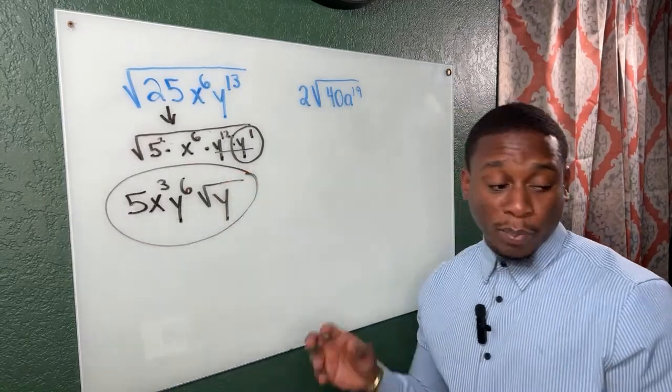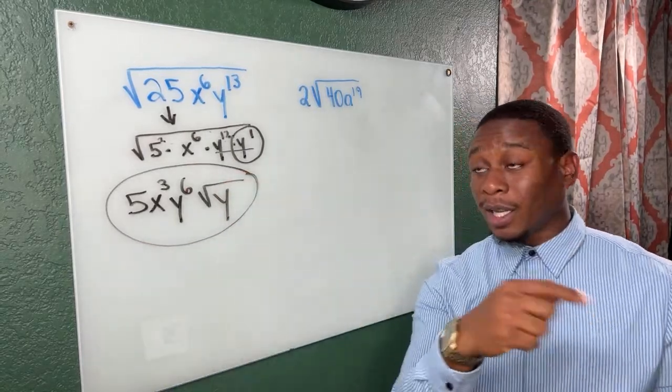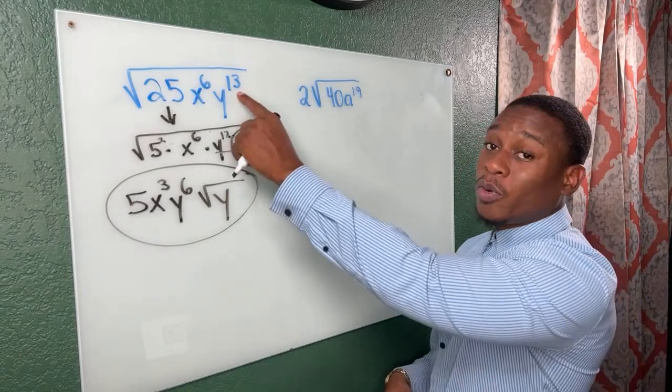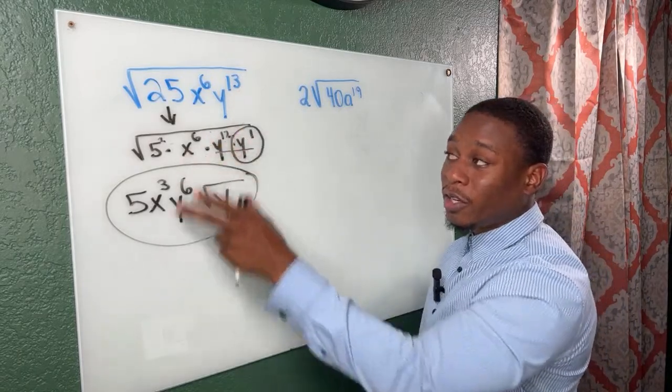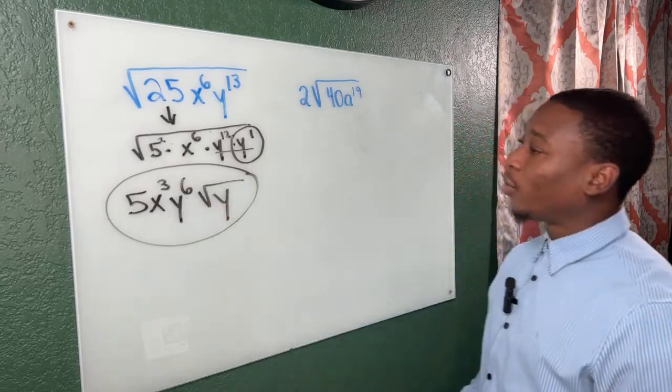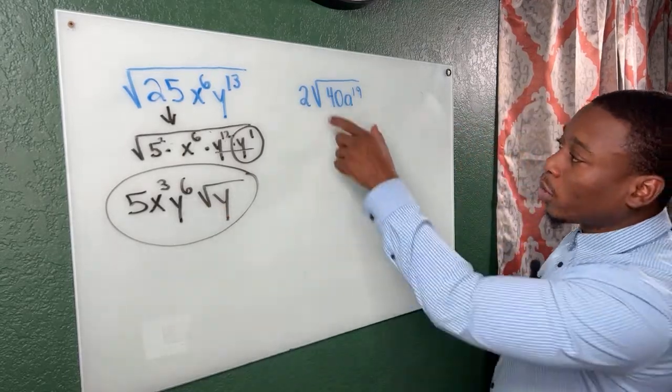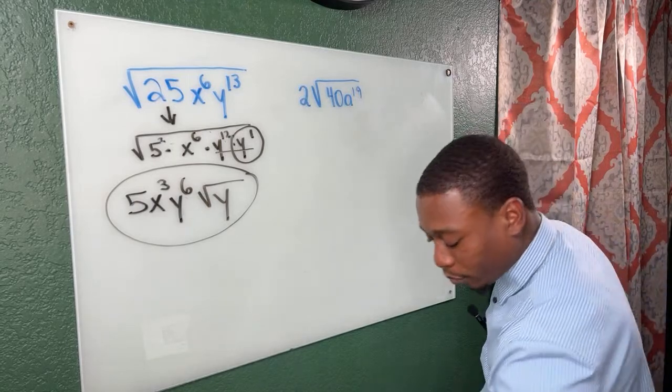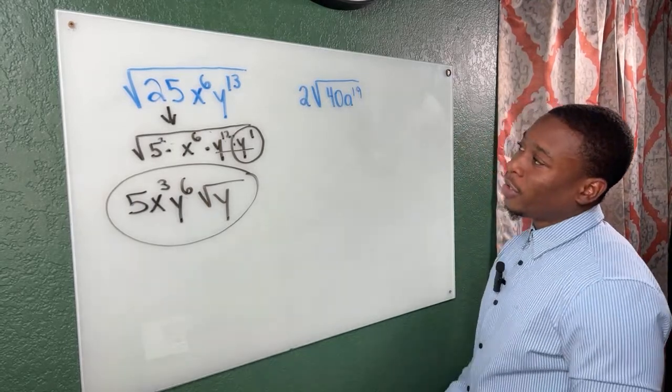So what I want you to do is pause the video, or even go back to the last example when this was an exponent of 12. This is the difference between those two problems, just that last y being under the radical. Now, when we go over to our second example, let's break this down.